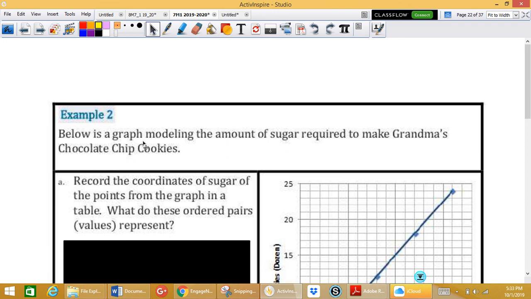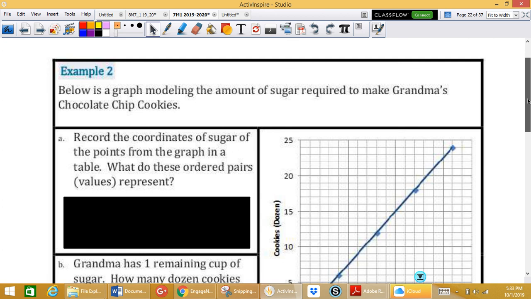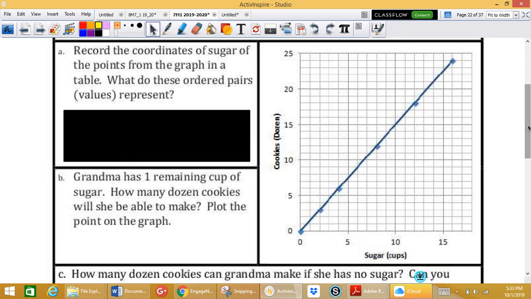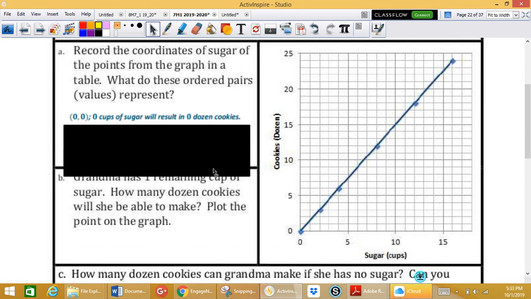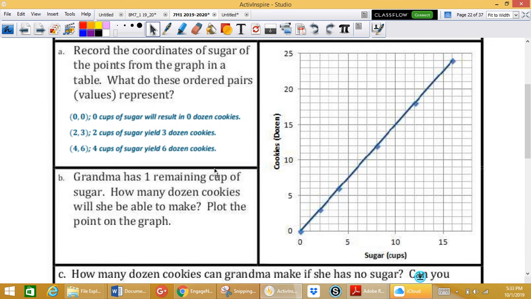Below is a chart or graph modeling the amount of sugar required to make Grandma's chocolate chip cookies. Record the coordinates of the points of the graph on the table. What do these ordered pairs or values represent? So the first is 0, 0. And that means 0 cups of sugar, 0 dozen cookies. 2, 3. So 2 cups of sugar will give me 3 dozen cookies. And 4, 6. 4 cups of sugar will give me 6 dozen cookies.